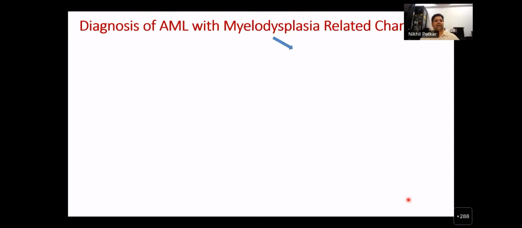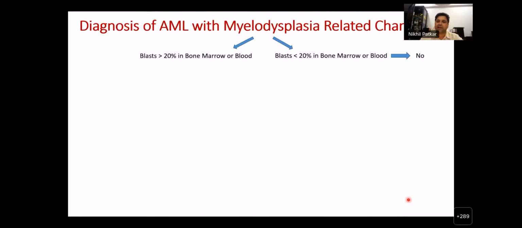Now let's see how to arrive at this diagnosis. If you see a bone marrow, the first question is, are the blasts more than 20% or less than 20%? If the blasts are less than 20% in the blood or bone marrow, the diagnosis is straight away, AML-MR is not possible. This is myelodysplastic syndrome. If the blasts are more than 20%, the next question to ask is, has the patient received chemotherapy or radiation therapy? If the patient has received such treatment, it cannot be AML with myelodysplasia related changes.